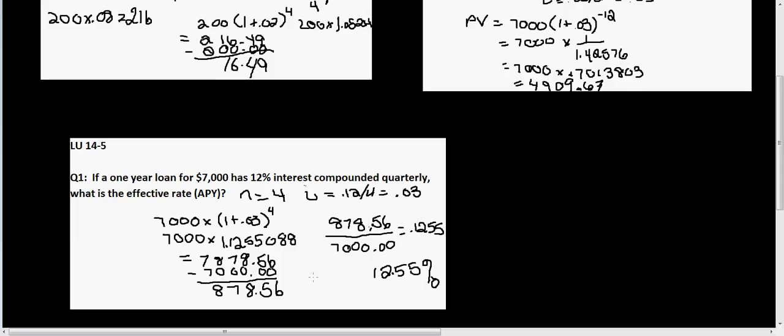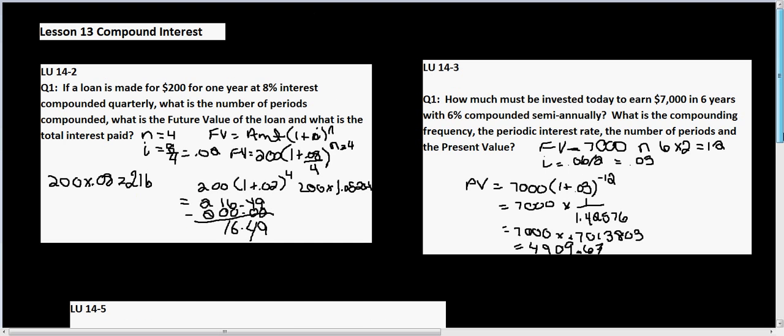You can see how over a longer period of time, this could be a substantial difference than simple interest. So that's compound interest and how to compute it with a face value or a present value and a future value.